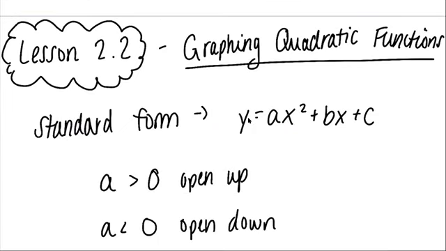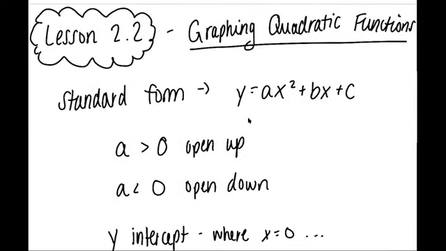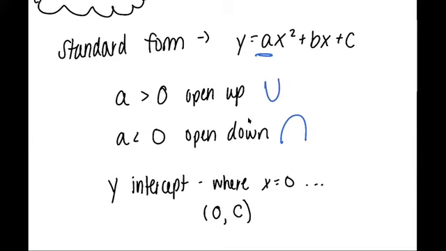Standard form is y equals ax squared plus bx plus c. If a, this first value, is greater than 0, it opens upwards. If it's less than 0, it opens downwards. The y-intercept is where x equals 0. So if I plug in 0 for x, the ax squared term cancels and the bx term cancels. So our y-intercept is at the point (0, c).